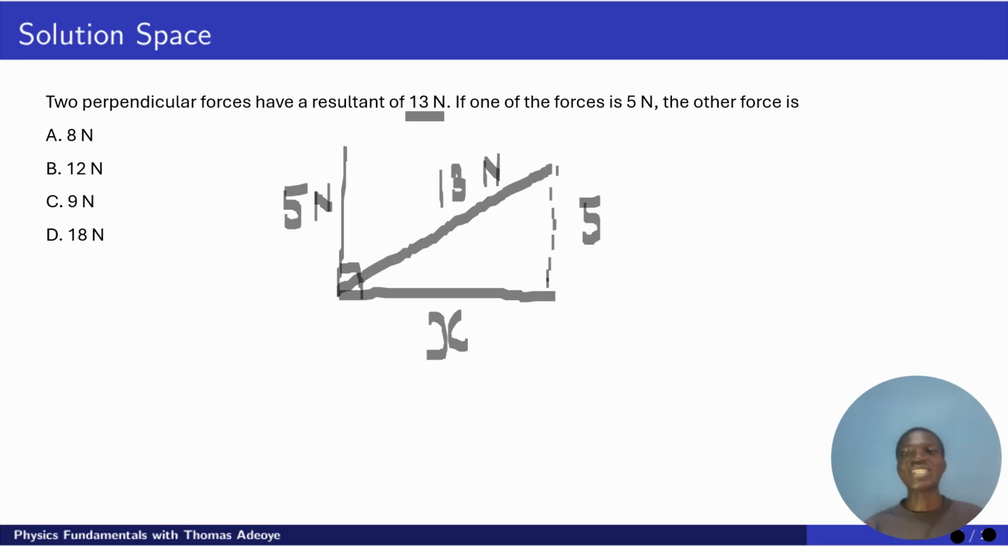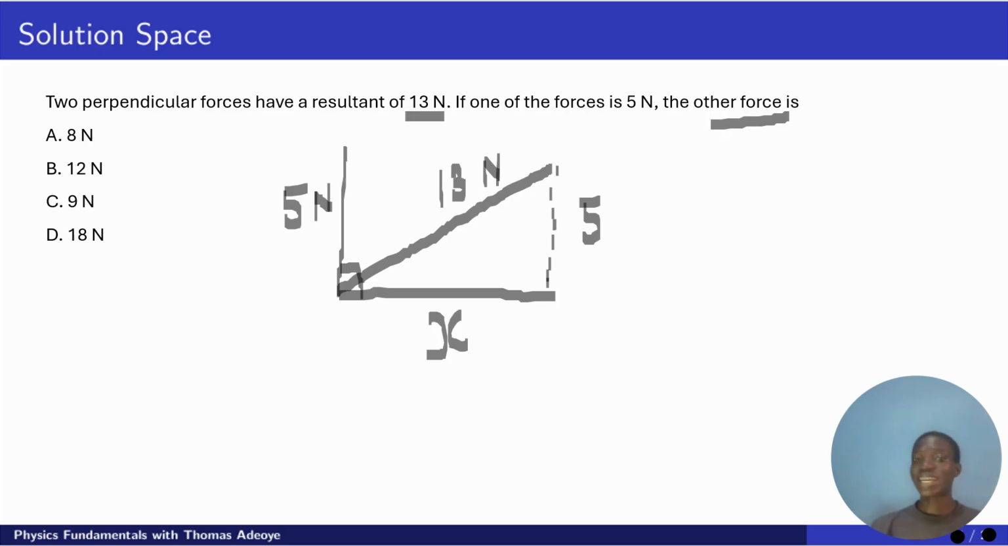Now the question is the other force. This question is simple actually. We are just to calculate the magnitude. The forces are perpendicular, they are at right angle, then the resultant will be the hypotenuse, and the hypotenuse is 13. So one side is 5 Newton, then we should find the other side, and that's just it.